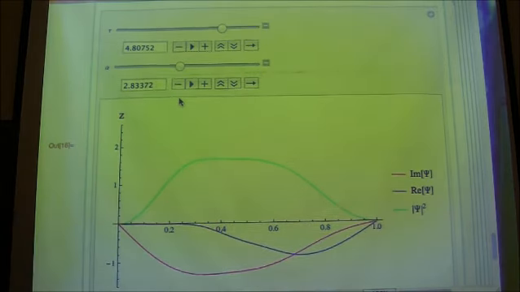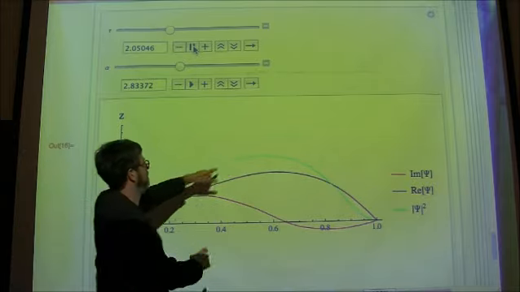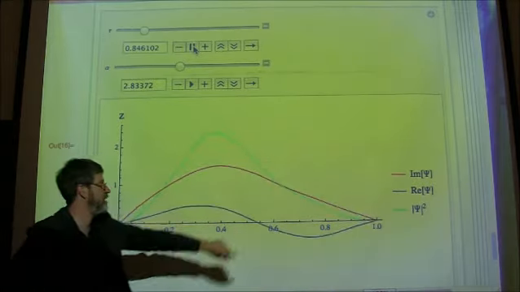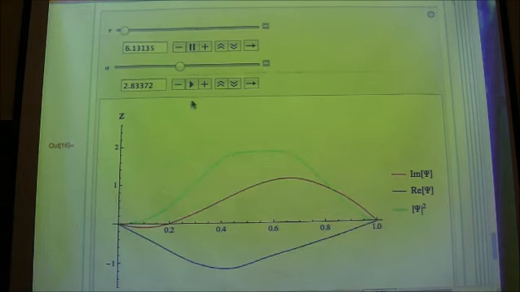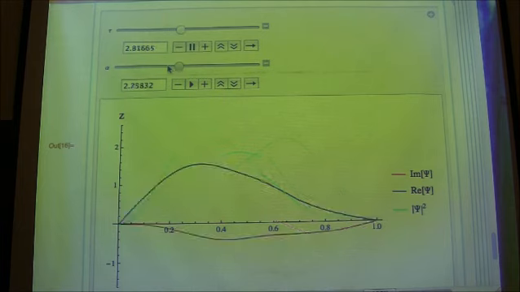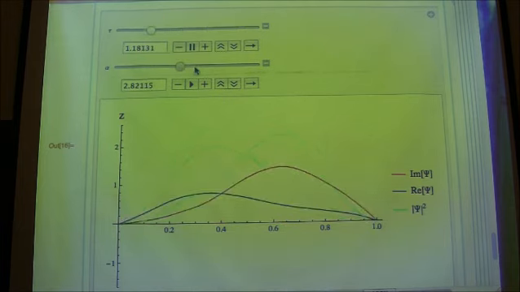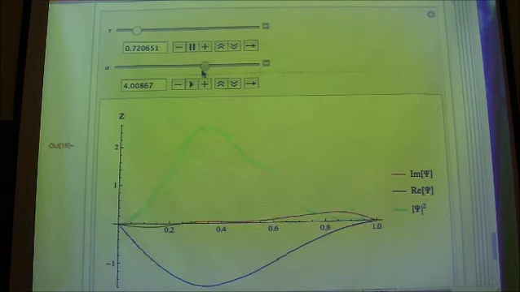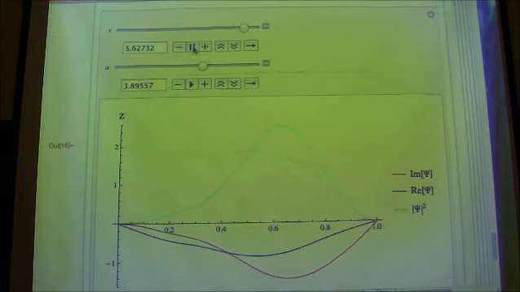But what I can do is let this system evolve in time. And so the probability, this green curve, does this funky little dance, and these pieces do their funky little dance with it. But I can change the phase, and that funky little dance stays the same for the green curve. So that's phase invariance in quantum mechanics.